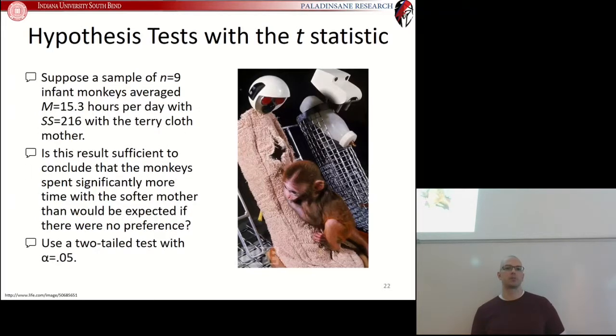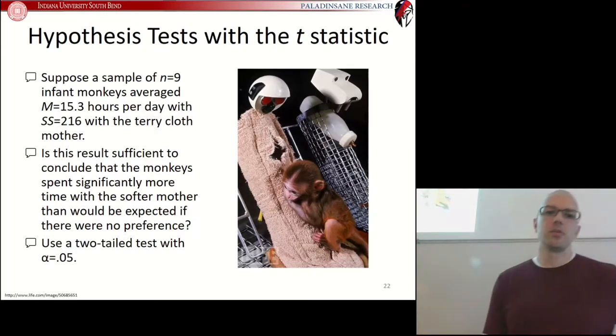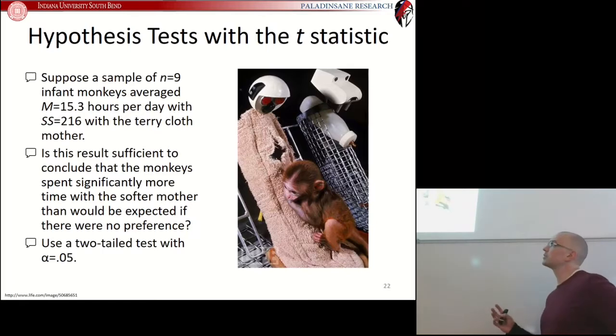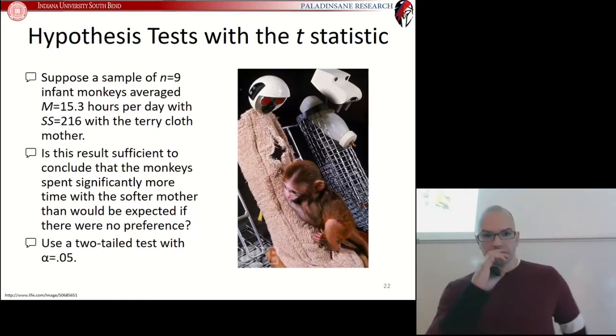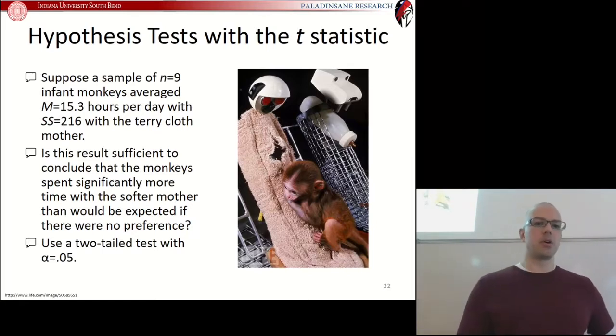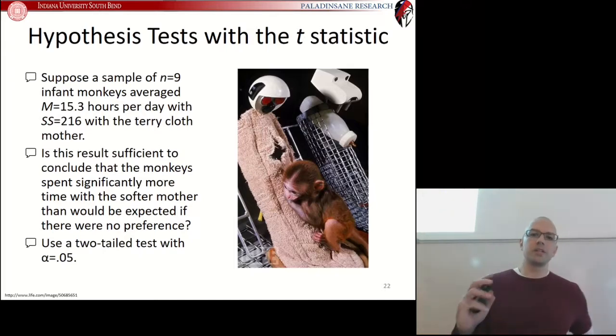Suppose that a sample of 9 monkeys, infant monkeys, averaged 15.3 hours per day with a sum of square deviations of 216 with the terry cloth mother. Is this result sufficient to conclude that the monkeys spent significantly more time with the softer mother than would be expected if there was no preference? Use the two-tail test with an alpha of 0.05.